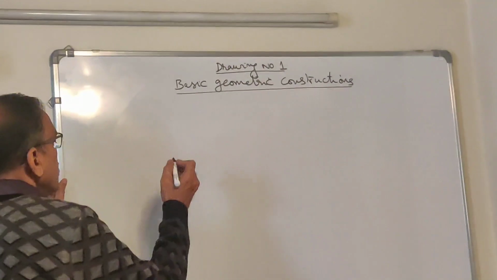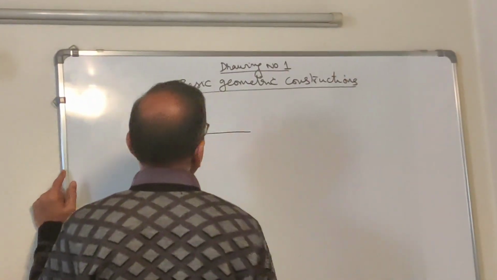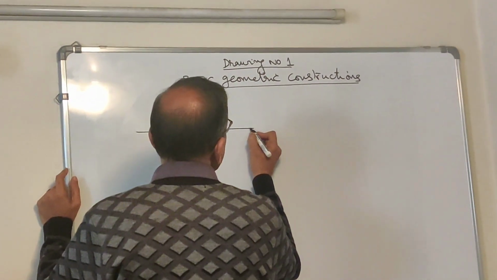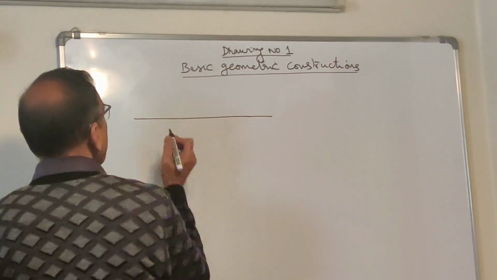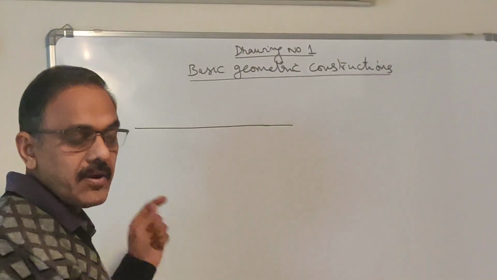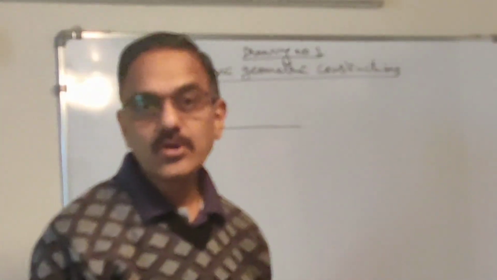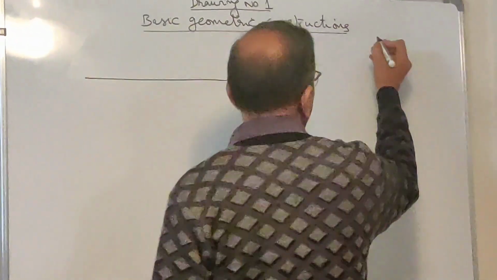Let us say this is the line, the horizontal line. Let us say the length of the line is 70 mm. These are the tips of the line. Now I will also simultaneously be talking about the types of lines as I proceed. So here I will write down types of lines.